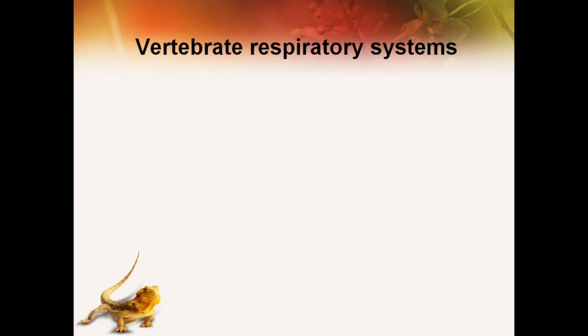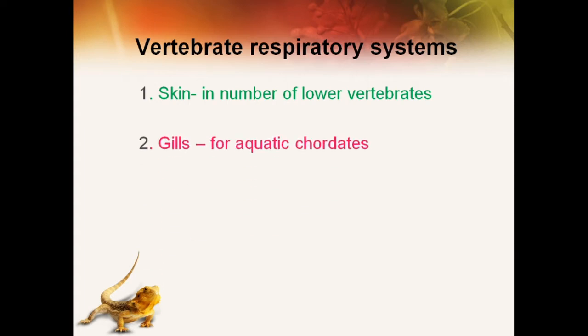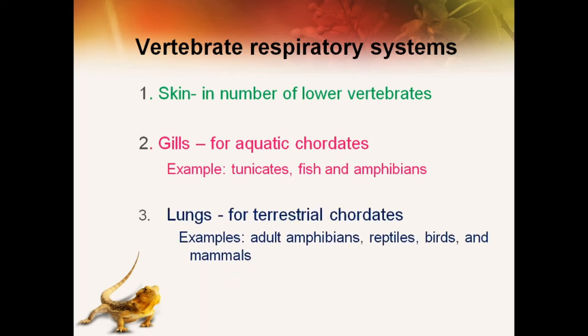Vertebrate respiratory systems vary depending upon their habitat. In a number of lower vertebrates, respiration takes place by the skin, while in aquatic chordates, respiration takes place by the gills. For example, tunicates, fish and amphibians. In terrestrial chordates, respiration takes place by lungs. For example, adult amphibians, reptiles, birds and mammals.